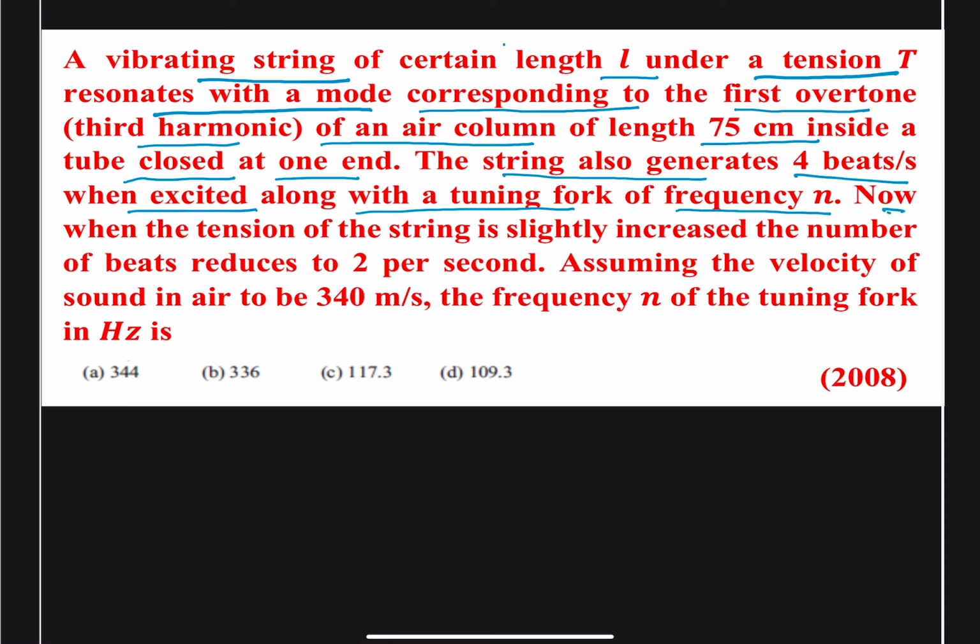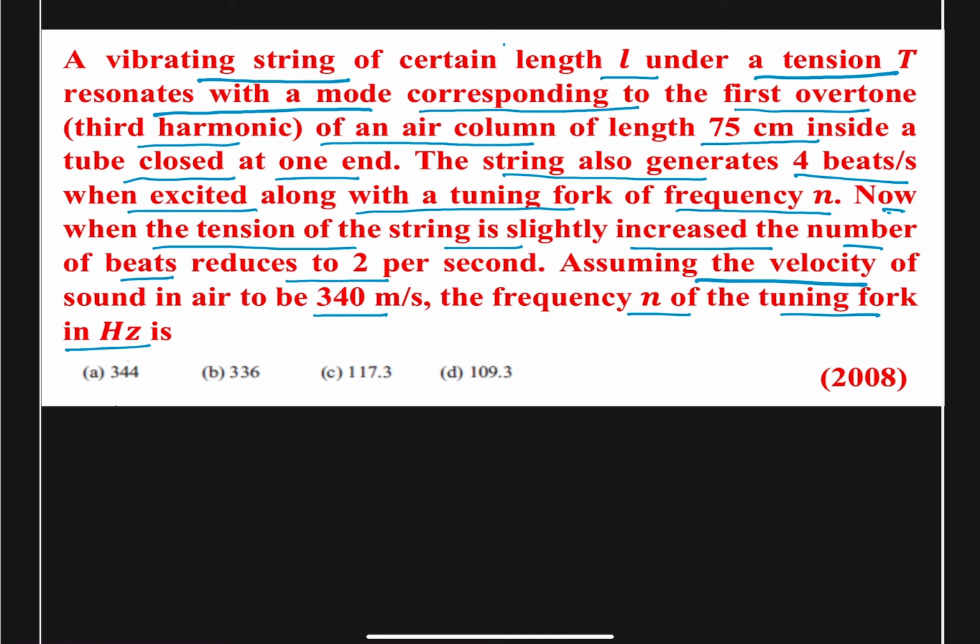Now, when the tension of the string is slightly increased, the number of beats reduces to 2 per second. Assuming the velocity of the sound in the air to be 340 meter per second, the frequency N of the tuning fork in hertz is.